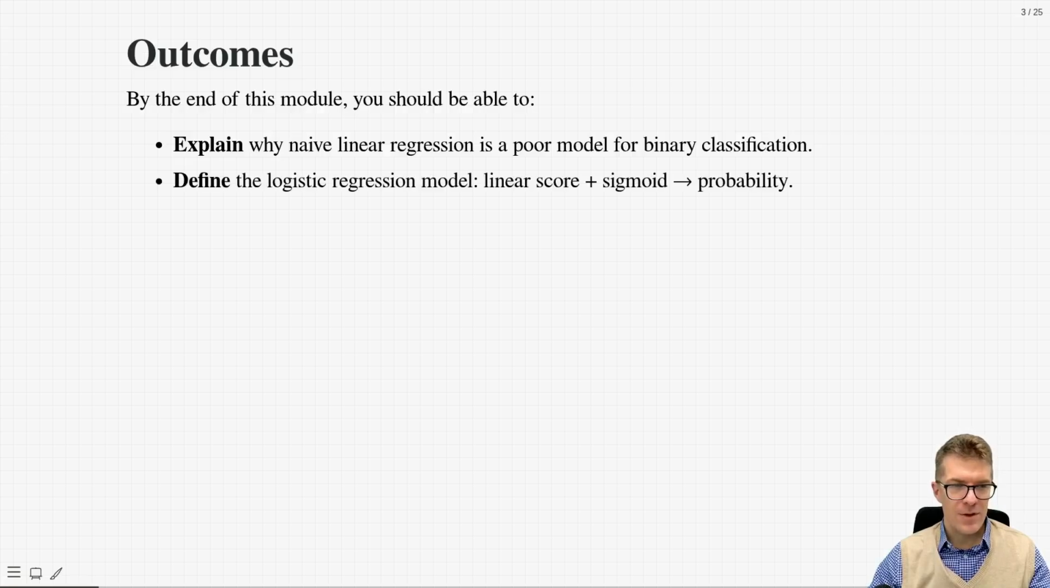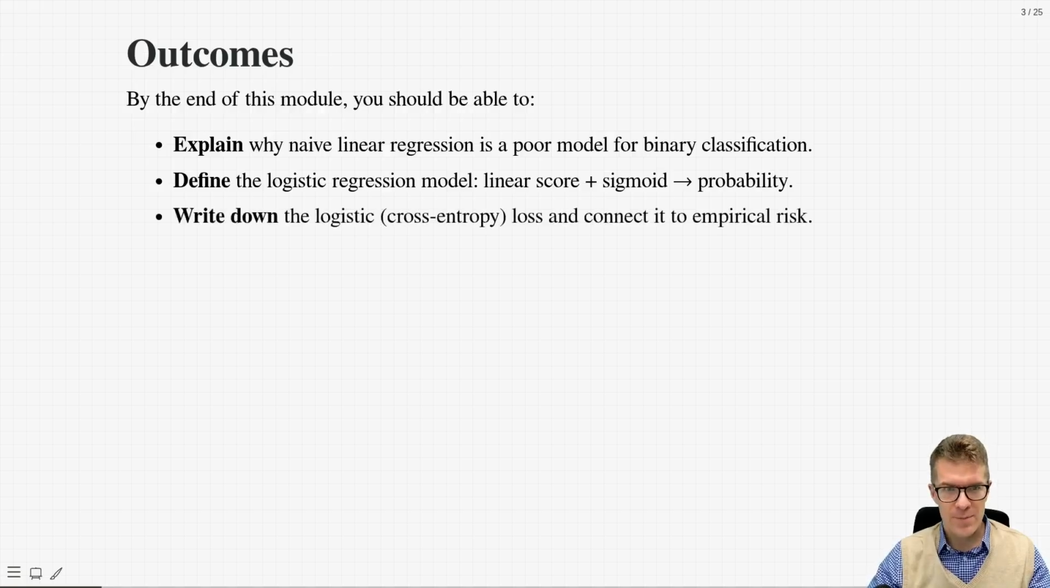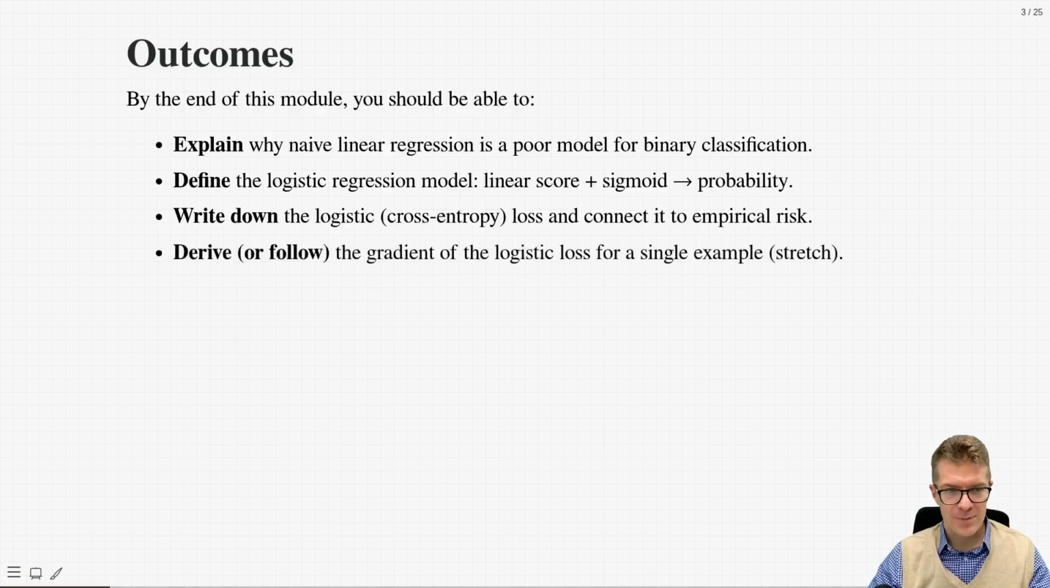We're going to be able to define the logistic regression model. That's a linear score and then something called a sigmoid, and this is going to give us a probability. By the end of the module, you should be able to write down the logistic cross-entropy loss and connect it, or at least understand how it connects, to empirical risk.